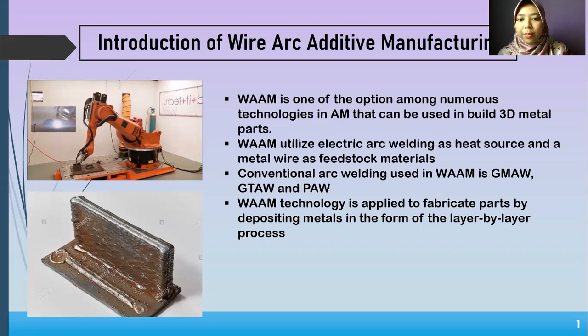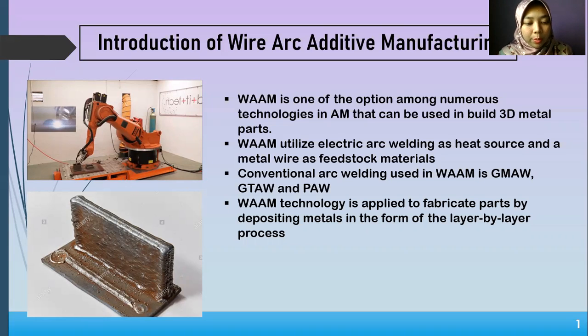Introduction of Wire Arc Additive Manufacturing. Wire arc additive manufacturing is one of the options among numerous technologies in additive manufacturing that can be used to build 3D metal parts. Commonly, additive manufacturing is mainly used to fabricate 3D metal parts, such as selective laser melting, electron beam melting, and direct metal deposition. Wire arc additive manufacturing utilizes electric arc welding as the heat source and metal wire as the feedstock material.